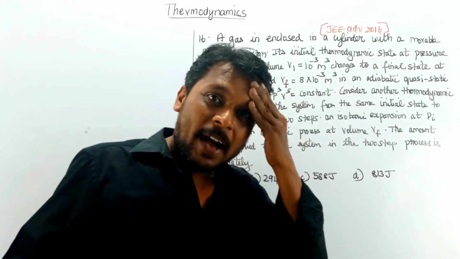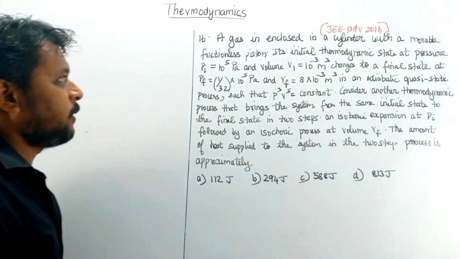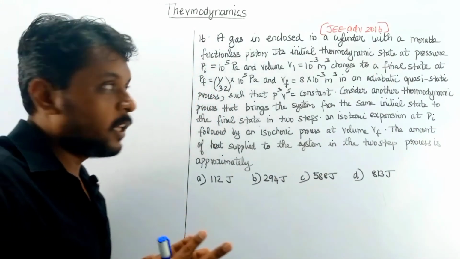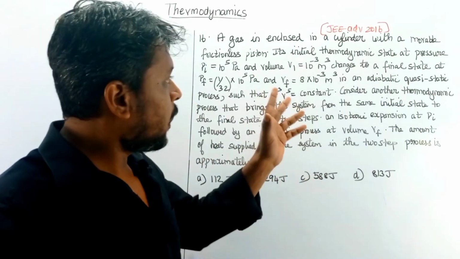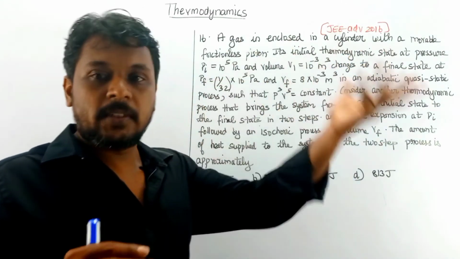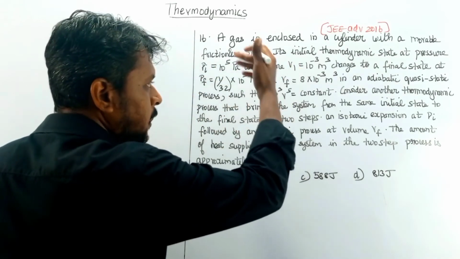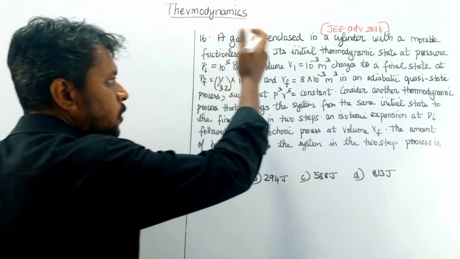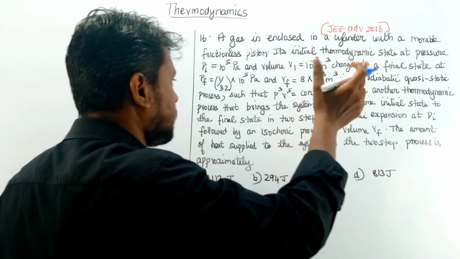Okay, so the 16th problem asked in JEE Advanced 2016. In this problem, they have given the statement: a gas is enclosed in a cylinder with a movable frictionless piston. Its initial thermodynamic state, at initial pressure and initial volume, changes to a final state at final pressure and final volume in an adiabatic quasi-static process.